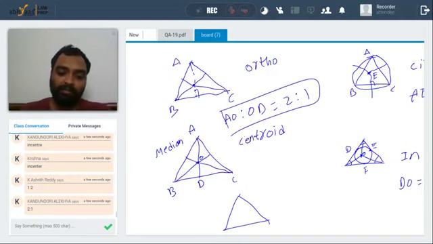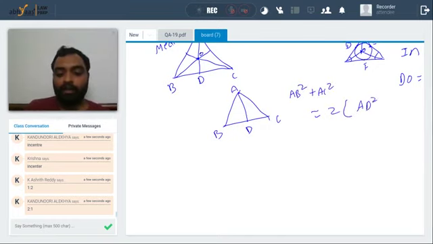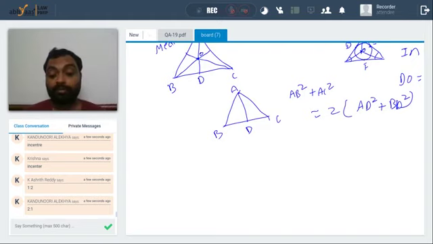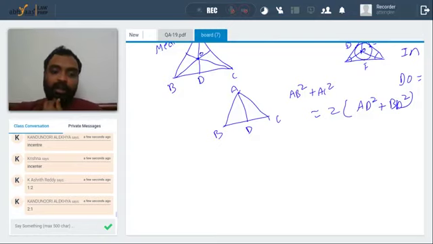Please note this one also. With the median itself, there is one more interesting fact. If this is the median and this is point D, this is a very, very important fact. It is always like this: AB square plus AC square is equal to 2 into (AD square plus BD square). Instead of BD, you can take DC also because BD and DC are the same since it is a median. Very, very important one. Please note it down. I'll wait. Understand it.